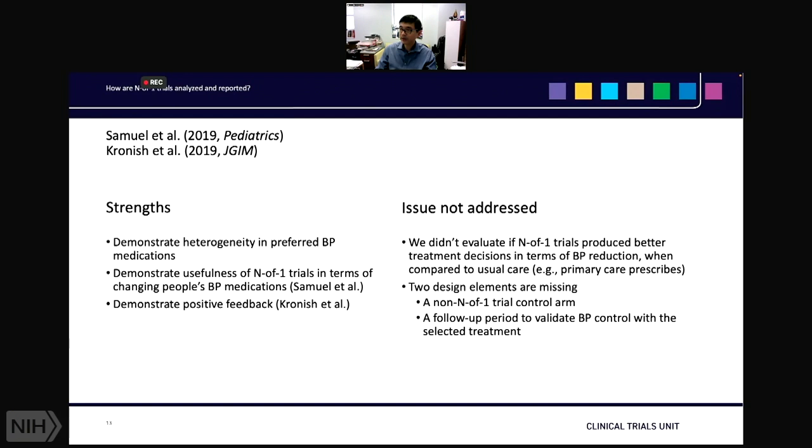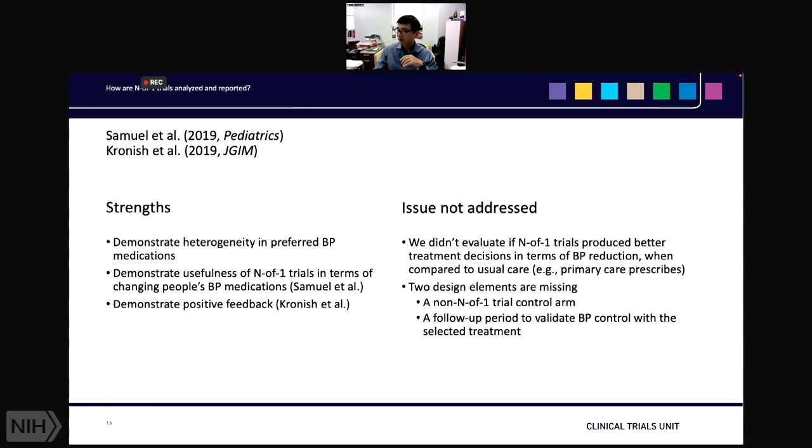In both Samuel et al. and Cheung et al., at the end of the N-of-1 trials, participants selected the treatment that they like. But what's lacking is that we don't know whether the N-of-1 trial itself is useful, or whether it's better than just going to your primary care physician, for example, and asking the physician to give you a BP med, right? So one element that is missing in this report is that there's no control arm, or more specifically, no control arm that does the usual care thing. That's a non-N-of-1 approach.